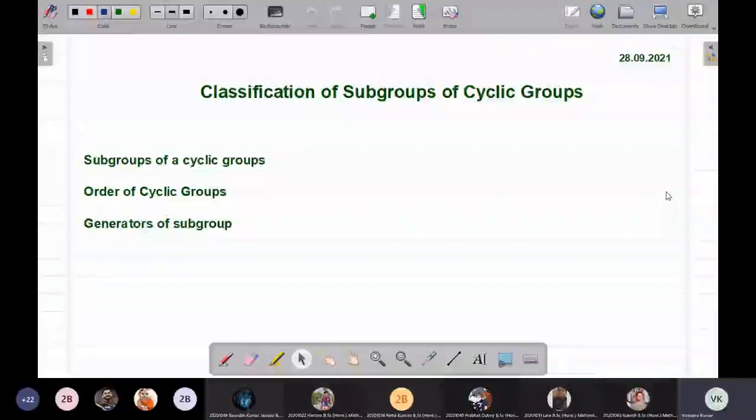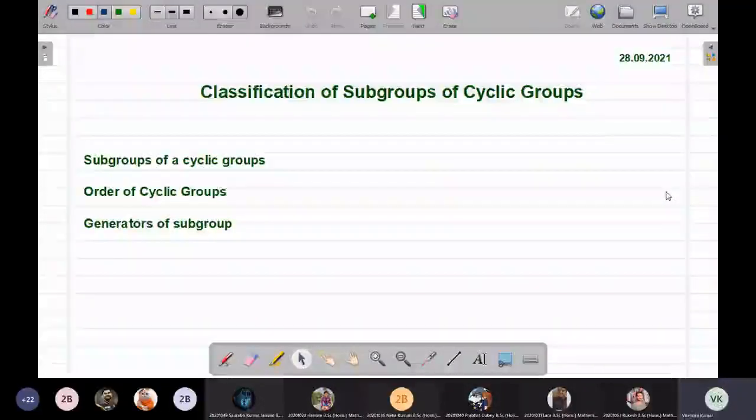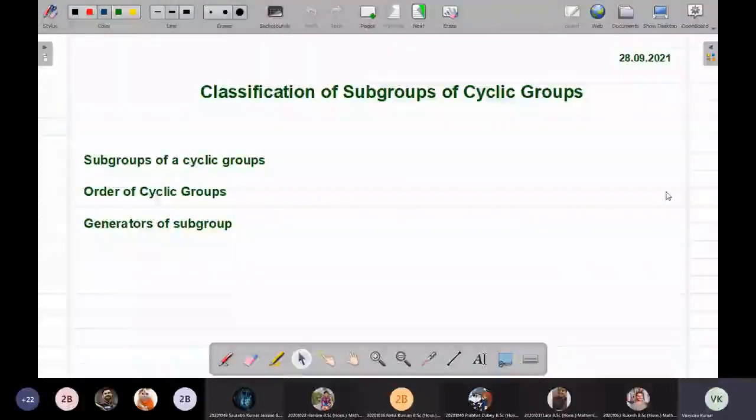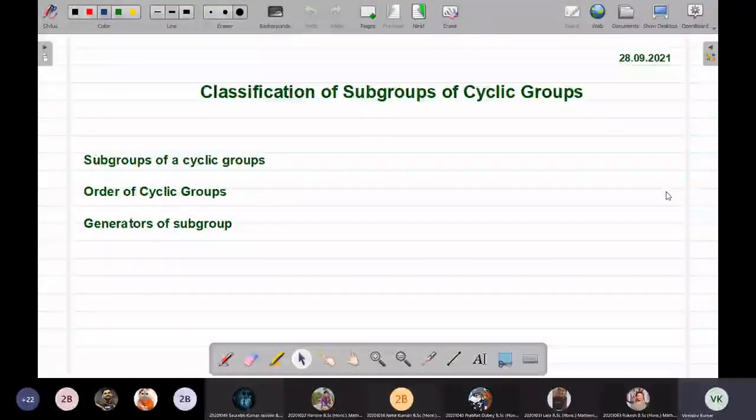So today we are going to continue our discussion on cyclic groups. Maybe this would be the last lecture on this topic. In the last few lectures, I think we had three lectures on properties of cyclic groups.